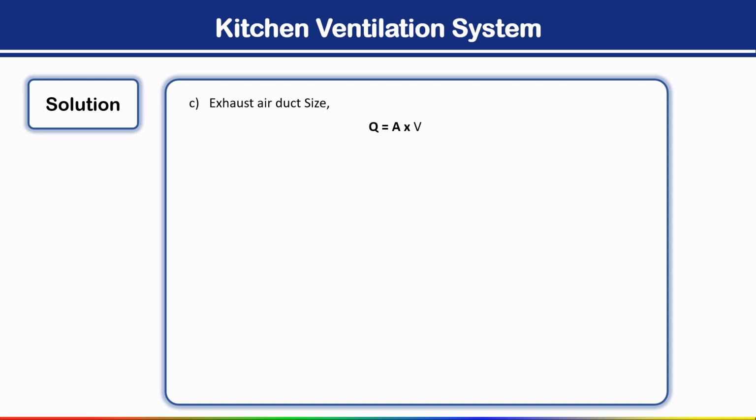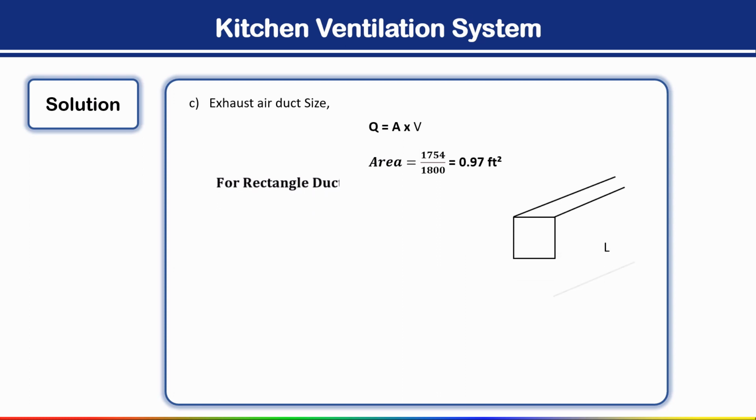If you remember, I have already discussed that. What recommended velocity do we have to take for duct sizing in a kitchen ventilation system? 1800 fpm. Remember this point. Now here we have to calculate the duct size. So area is equal to Q upon V. The area we have calculated is 1754 divided by 1800, so we get 0.97 square feet.